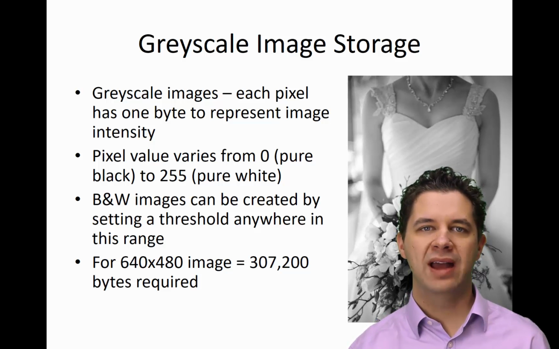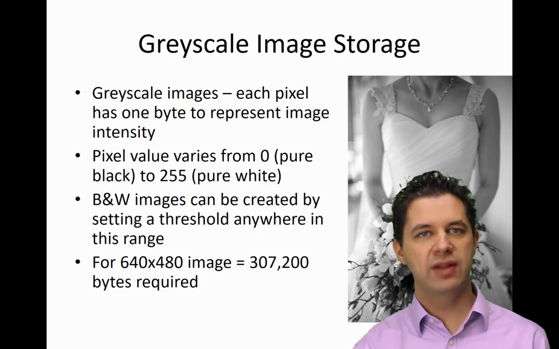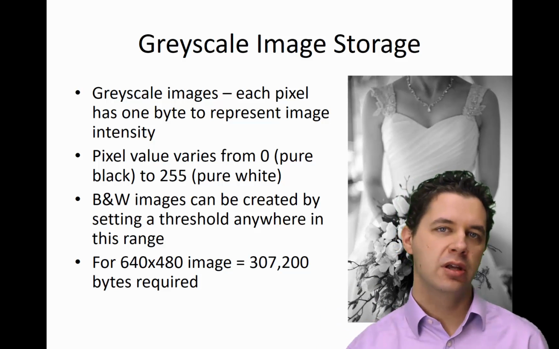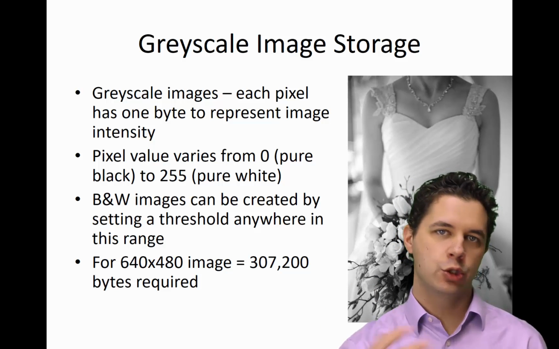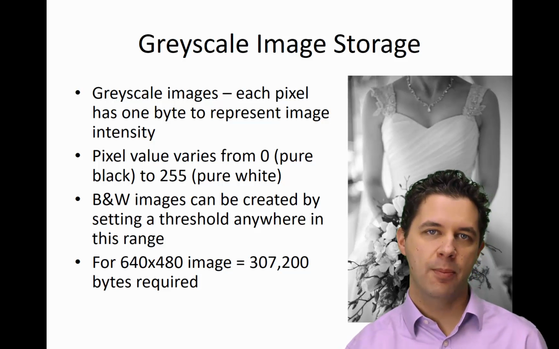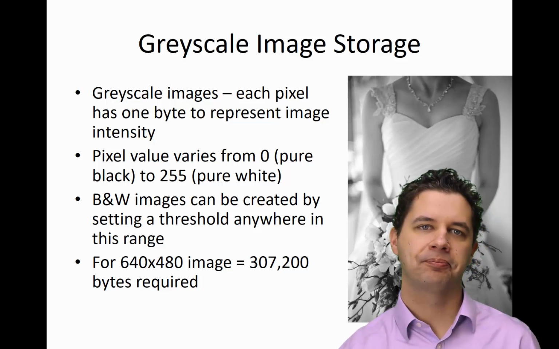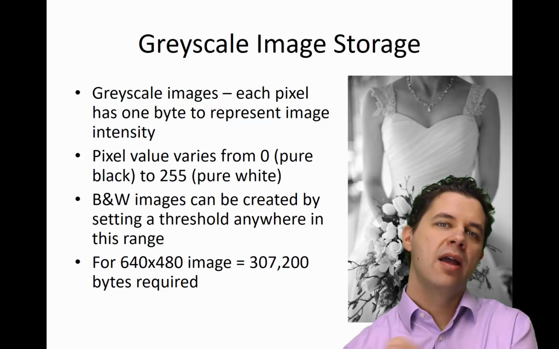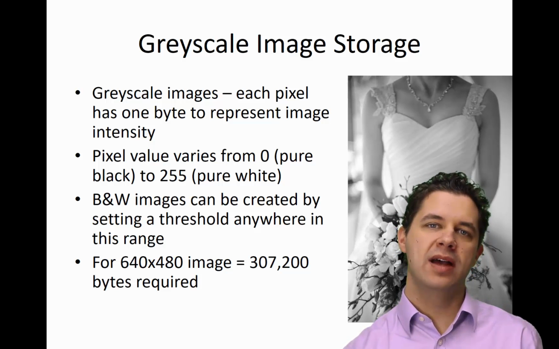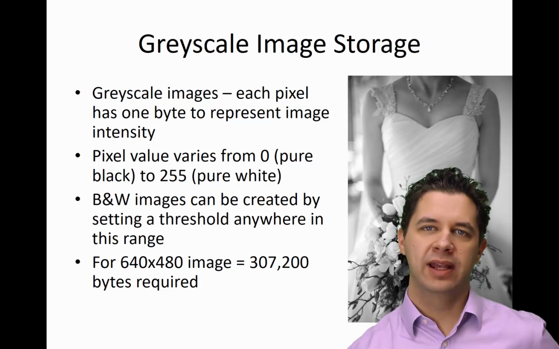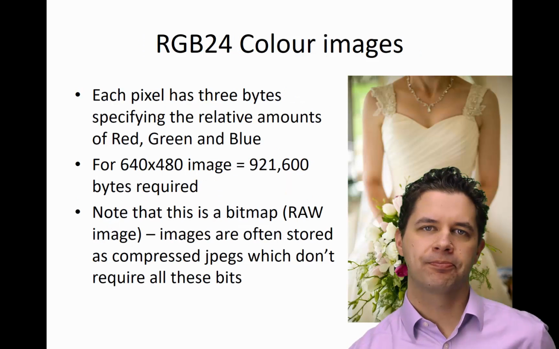And our black and white images that we saw previously can be very easily created by setting a threshold anywhere in this range. So we might set our threshold to 200, for example, and anything above 200 will become white, and anything below 200 will become black. So now our 640 by 480 image requires 307,200 bytes rather than bits, because we've got 1 byte encoding each pixel within our image.